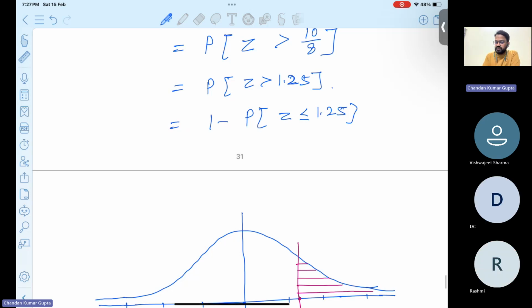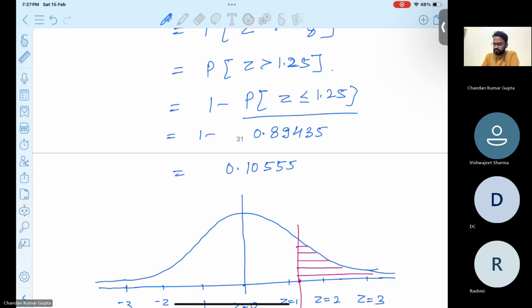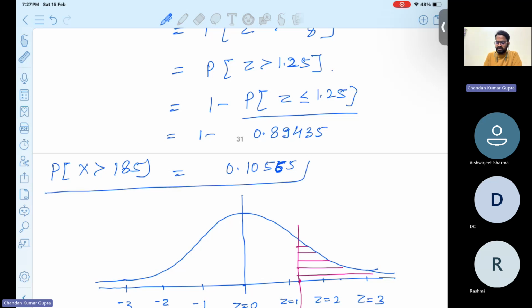And from the table, the value of this is given actually. The value of this is 0.89435. And after solving, we will get 0.10, it's 555 or 565. I think 565 is there. Okay, so this is the probability for a randomly chosen male having height more than 185 centimeters. So around 10.5% chances are there that a randomly chosen male has a height more than 185 centimeters.